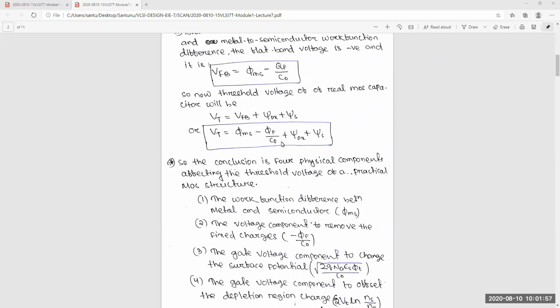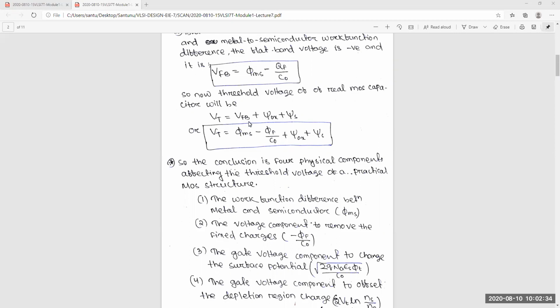Another is due to fixed charge. This is one voltage, phi F by C0 plus phi Ox, the oxide voltage across the oxide, and this is phi Os, the voltage across the semiconductor. So by combining these 4 things, we can finally calculate the Vt. Individually you can calculate this, this, and this. All the formulas we have derived, and you have understood how it is coming in the physical diagram. So that's why you can easily calculate these things.